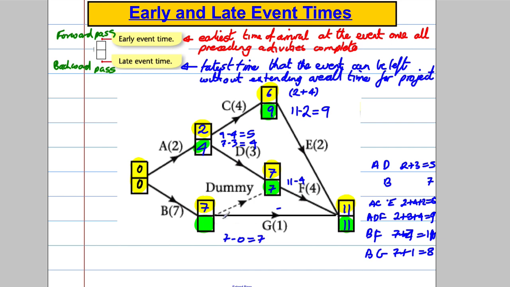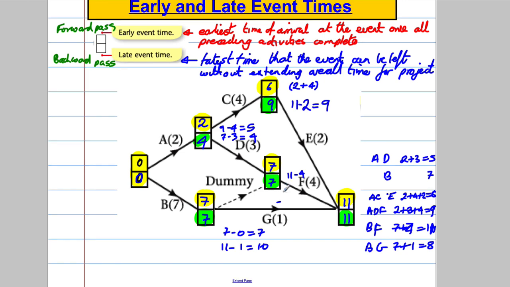But this one, I'd have to leave here at least 10 to get there by 11 because of the one activity. So this would be 11 take away 1, which is 10. Now I'm going to pick the smallest of those numbers, which is 7. There. And 0 isn't backwards there. So I have completed the forward and backward pass to calculate what's called the early and late event times.